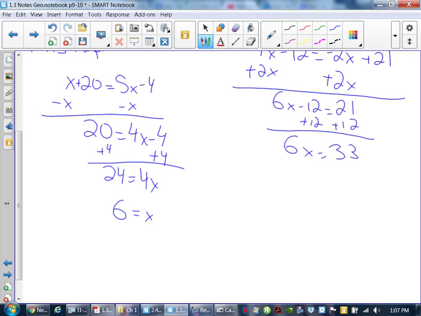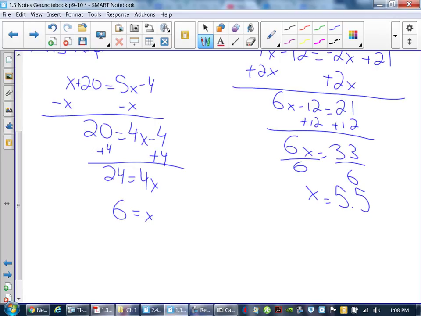Divided by 6. Did you just say 2? Who's mad? You get 5.5. E. Decimals are okay, guys. Decimals are all right. You're going to see more and more decimals as you go along. And there's absolutely nothing wrong with that.